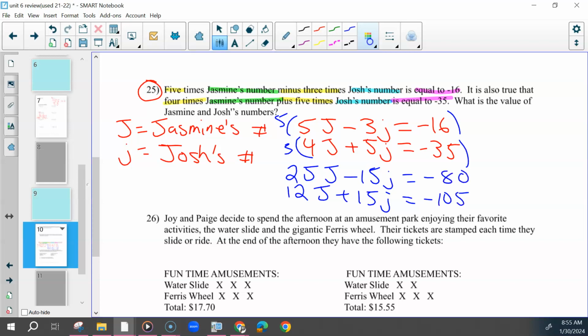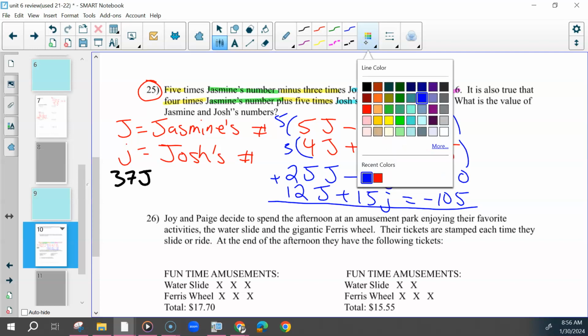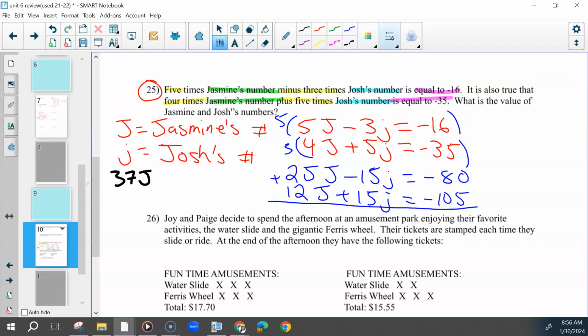Are those 2 numbers correct? Yes. So to eliminate our lowercase j's, we would add these because they're opposite. It's really big. We have 37 uppercase J plus 0 equals negative 185. And if we divide both sides, what would uppercase J be?